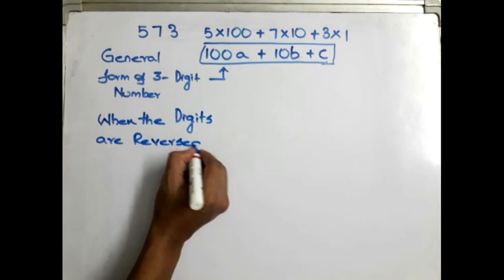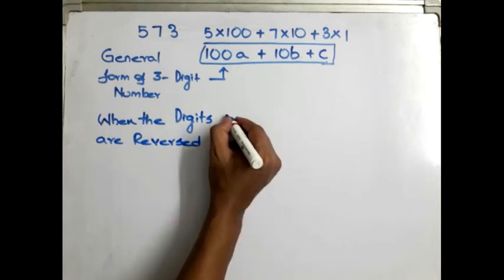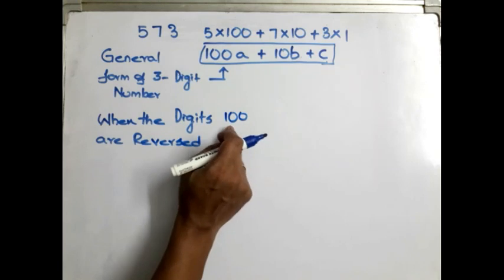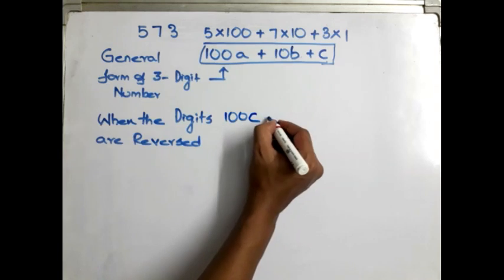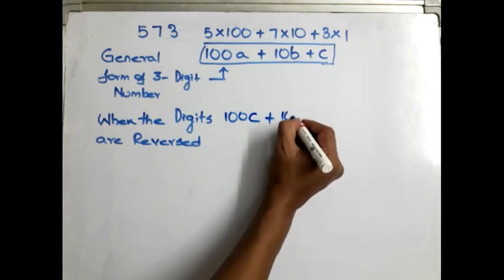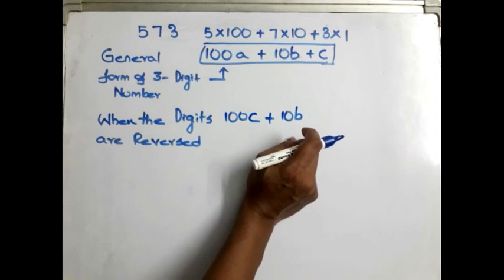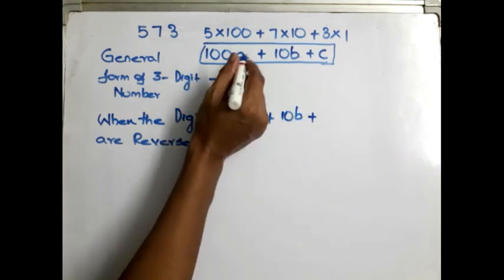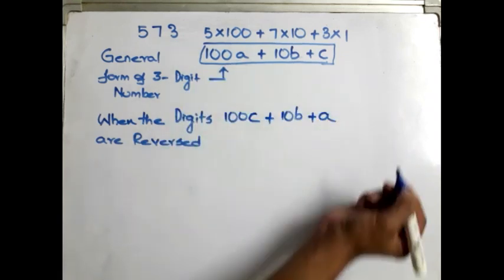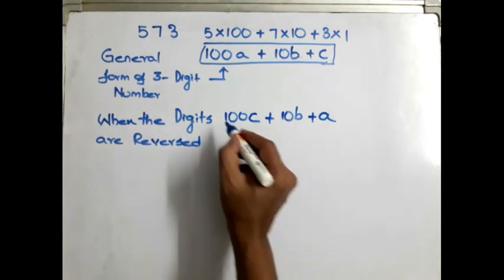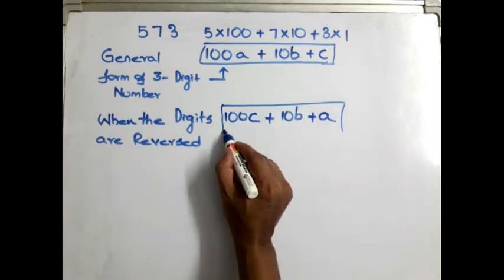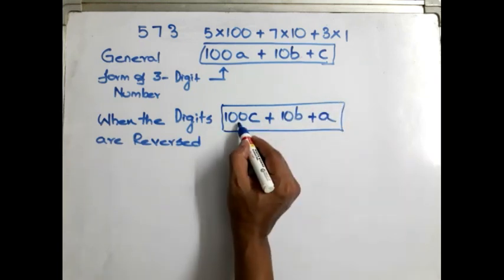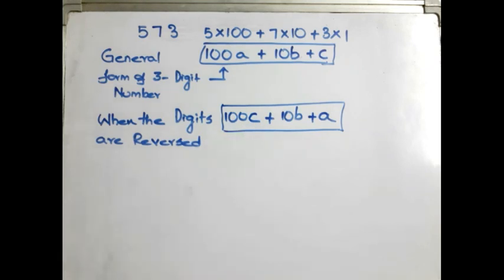When the digits are reversed, the new form is going to be, please be careful, this 100 again is not a digit, it is the place value. So c will come to the 100's place and b will be there exactly as it is in the tens place, and this a, which is in the hundreds place, will move to the ones place. Hope you are clear with this, because most people will make a mistake by taking this 100 as a digit and not as a place value. So please be clear with this discussion.